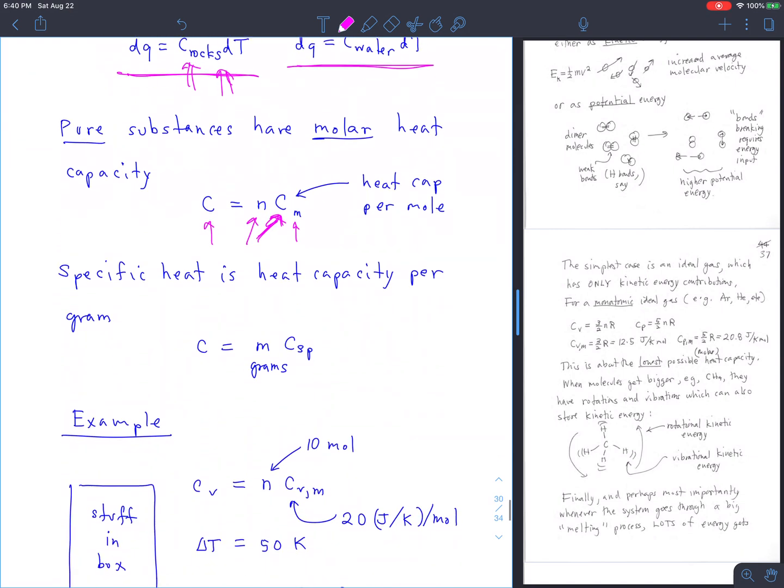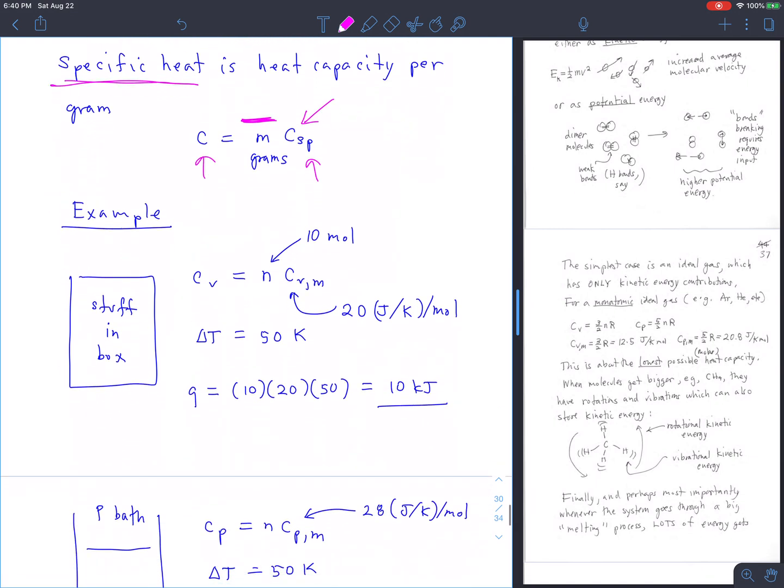There is a related quantity called a specific heat, which is probably the thing most people have seen most often. It's probably the most widely used form of heat capacity, in fact. And there you have a heat capacity per gram of whatever it is you're talking about. And so it's the mass in grams times the specific heat that gives you the total heat capacity.